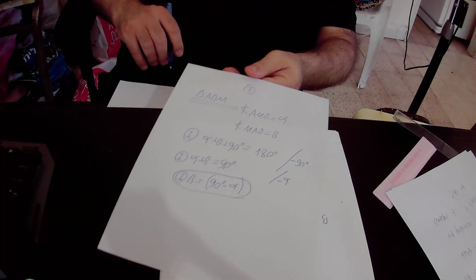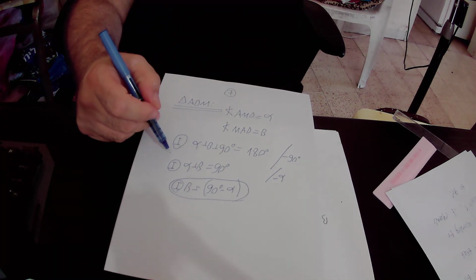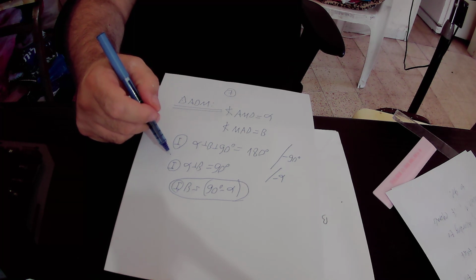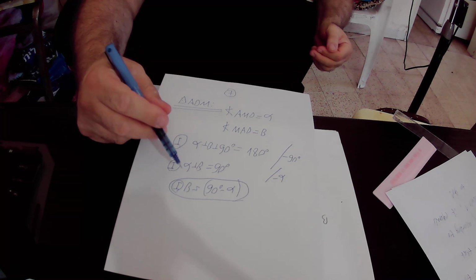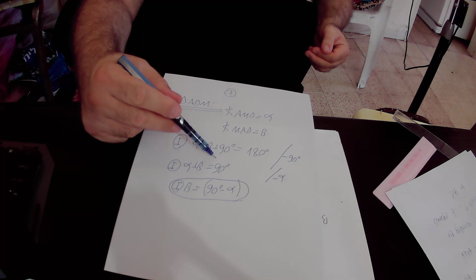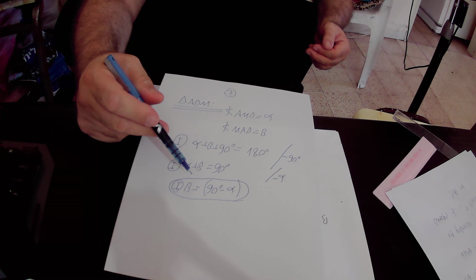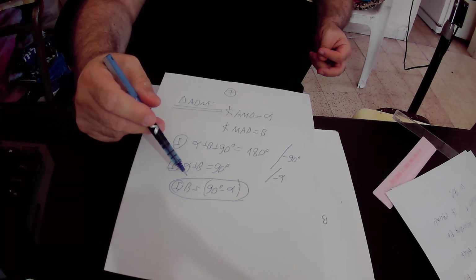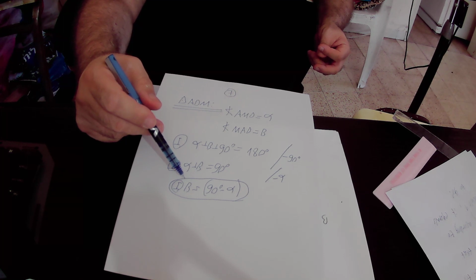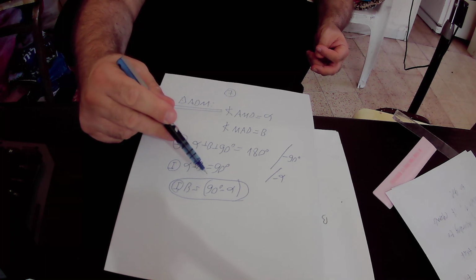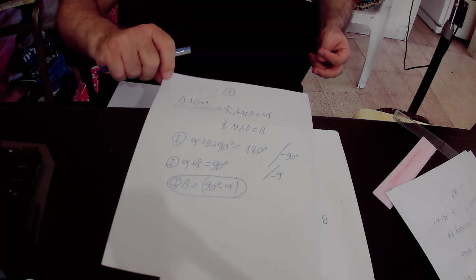So we subtracted alpha from this equation. We got that alpha plus beta minus alpha equals beta, and 90 degrees minus alpha equals 90 degrees minus alpha. So we have equation number 1 that states that angle beta equals 90 degrees minus alpha. Okay?